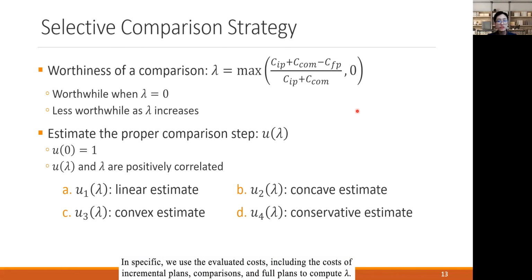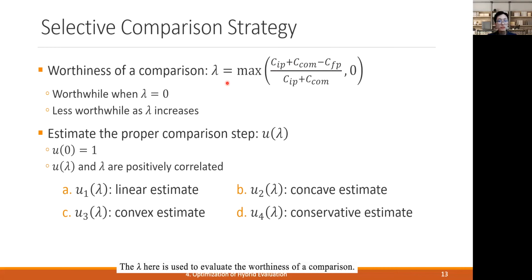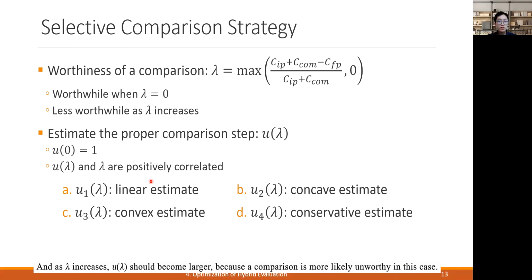Specifically, we use the evaluation costs, including the cost of incremental plans, comparisons, and full plans to compute lambda. The lambda here is used to evaluate the worthiness of a comparison. A comparison is worthwhile when lambda equals 0 and becomes less worthwhile as lambda increases. Then, we use the function u lambda to estimate the proper comparison step. Clearly, since lambda equals 0 means it is worthy to perform a comparison, u lambda should be 1 when lambda is 0. And as lambda increases, u lambda should become larger because a comparison is more likely unworthy in this case.